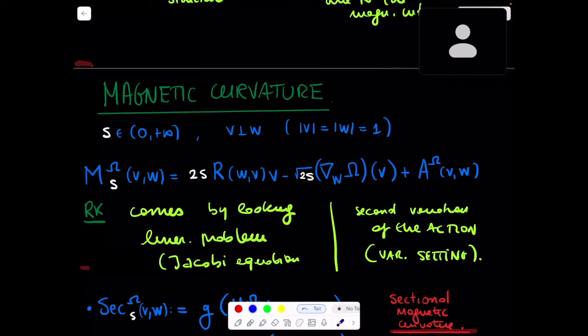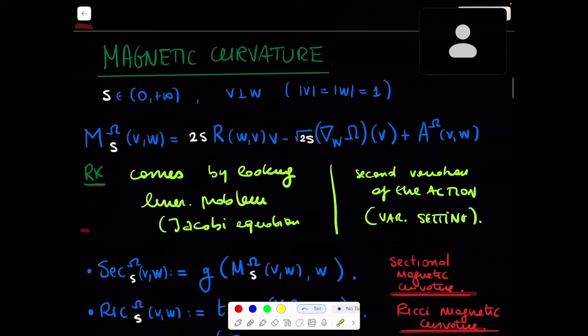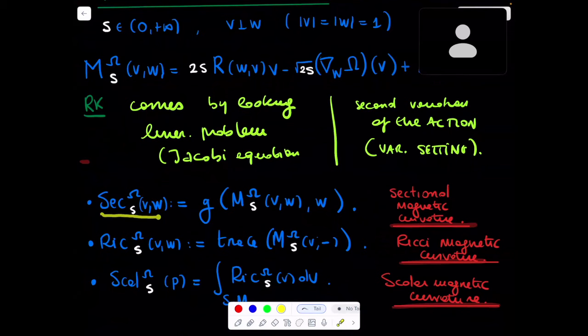And then once we have this operator, of course we want to codify geometrical properties by looking at how the magnetic curvature operator acts over sections of the tangent space. And so we can define the magnetic curvature functions. The sectional magnetic curvature at the level S is nothing more than the magnetic curvature operator evaluated over a section V and W.